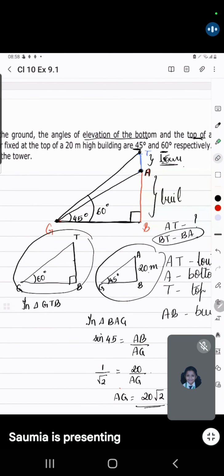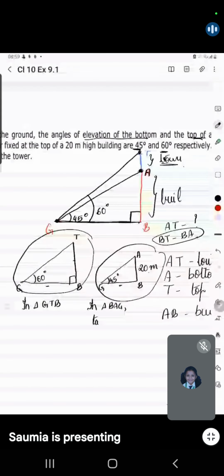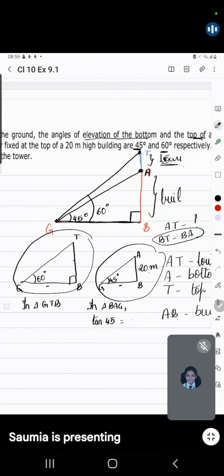No, I'm sorry. There's no point in finding out AG. We should use the tan ratio and find out GB, because GB is common to both the triangles. So which ratio will I take? Tan ratio. Tan 45 is equal to AB upon GB. Tan 45 is 1. AB is 20. So what will I get? GB is 20. So now in this triangle, I got 20.